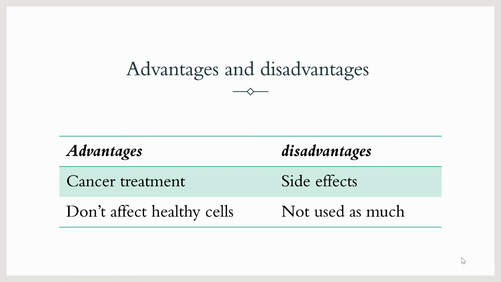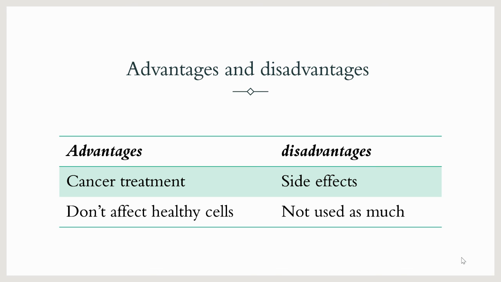Now onto the advantages and disadvantages of monoclonal antibodies. One advantage of monoclonal antibodies is that they treat certain types of diseases and cancer. One disadvantage is that there are many side effects. Scientists have seen that monoclonal antibodies do cause more side effects than they were originally expected. Some of these side effects can be fever, vomiting, or low blood pressure.